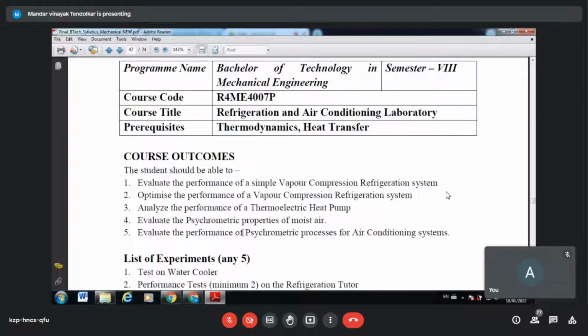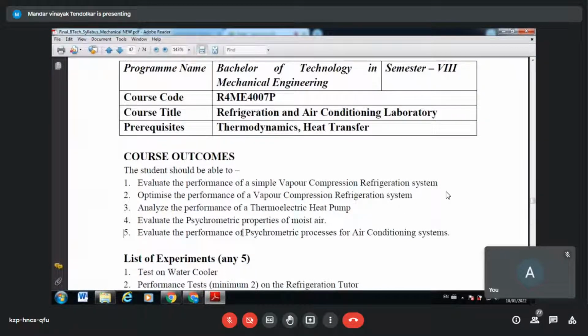Fourth is psychometric properties. So here you will calculate, with the given known conditions, all the properties whatever you will be learning in the theory classes; you will be applying them over here directly. And fifth is the psychometric processes. So here you will select 2 or 3 processes and you will try to plot them on a psychometric chart and give me the answer.